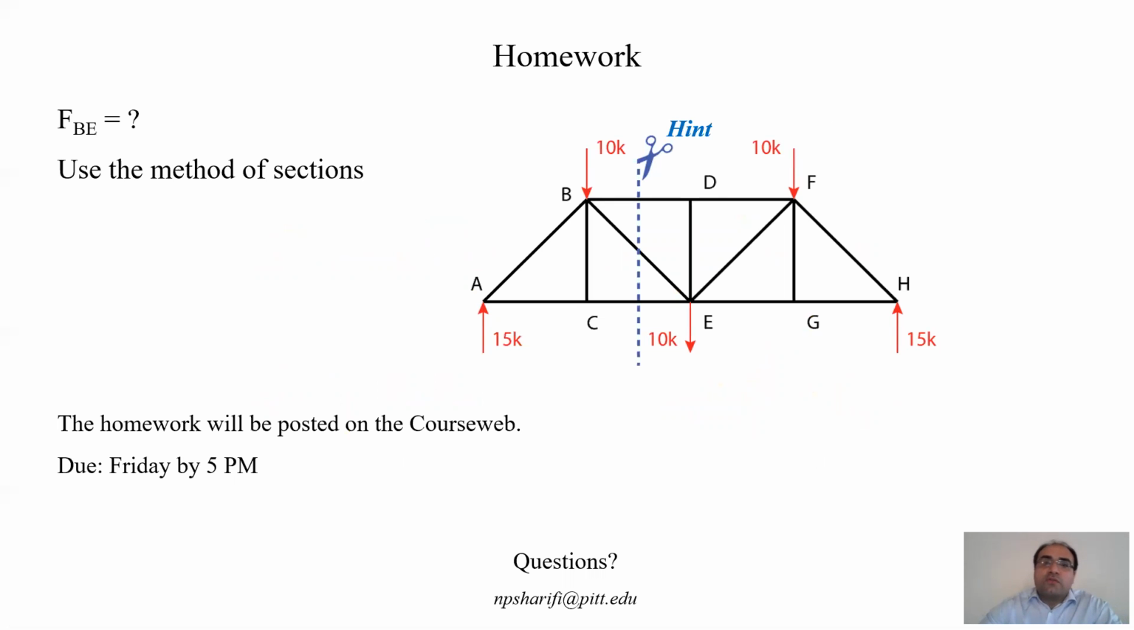I have designed a homework for this topic. Basically, as you can see here, we have a simple truss. I have already calculated the reactions. External forces are given. And then I would like to ask you to use the method of sections to find the force in this member here, member BE. And the hint is that basically you should cut through this line. It cuts only 3 members, so you can solve it for 3 unknowns. And then you can find the force in this member here.